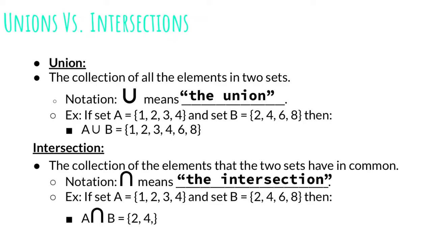Intersection, on the other hand, is the collection of elements that the two sets have in common. And this notation looks like a giant upside down U, or not an upside down U, a regular N. This means the intersection. For example, if set A is 1, 2, 3, 4 and set B has 2, 4, 6, 8, then the intersection is 2 and 4 because those are the only numbers that they have in common. Now let's take a look at a few examples.